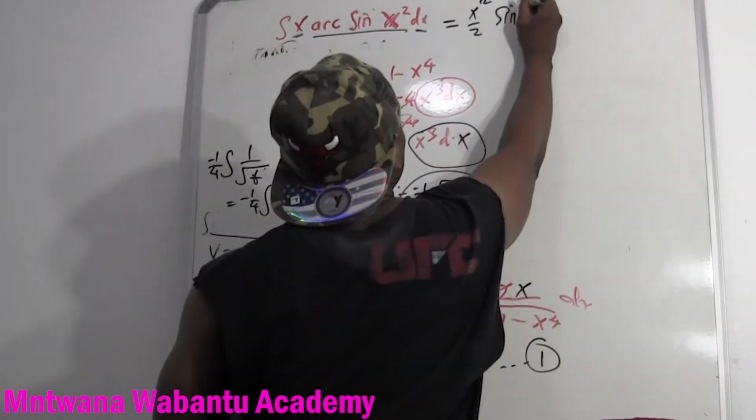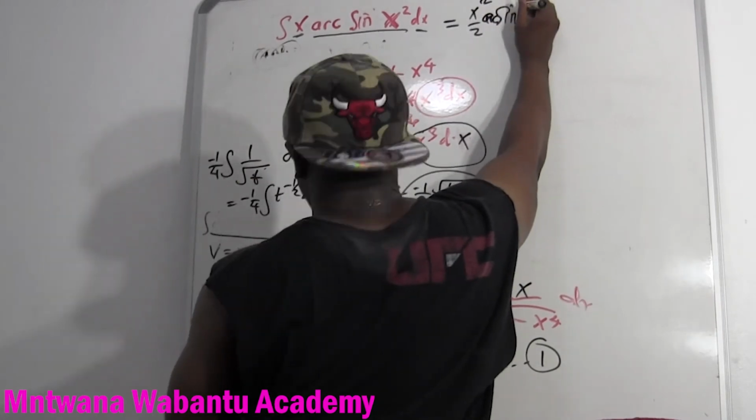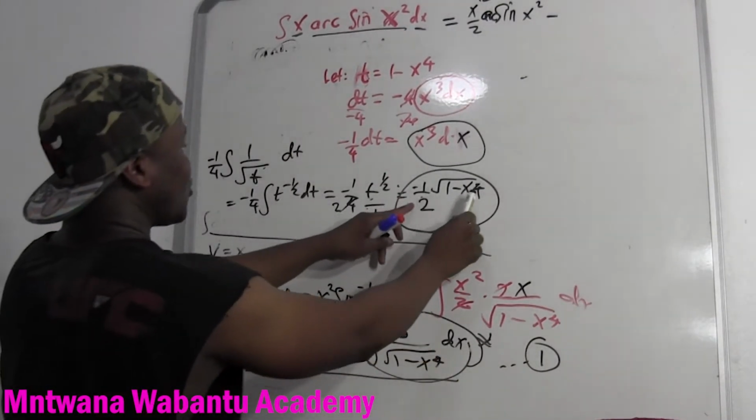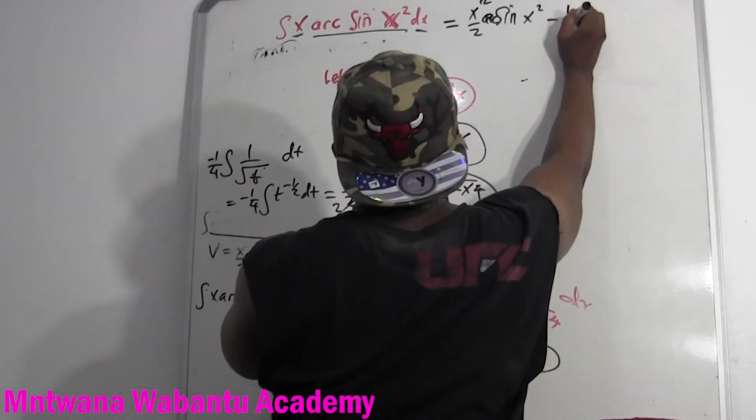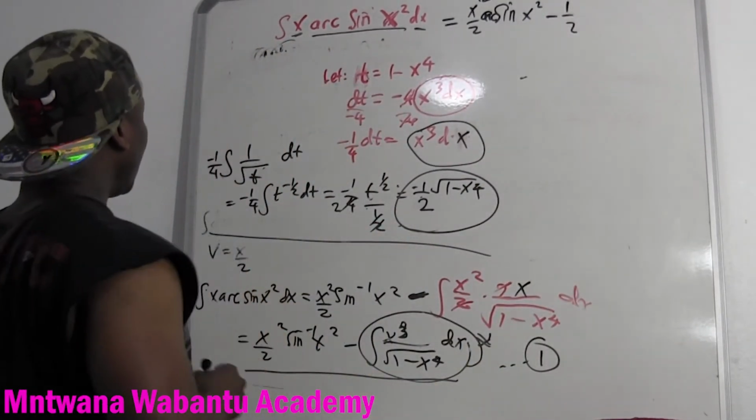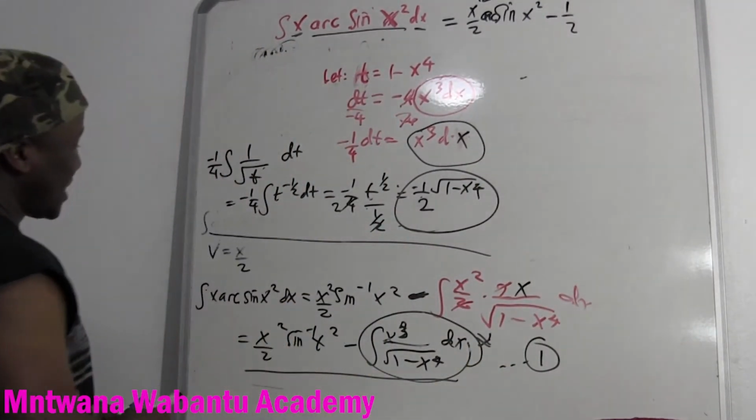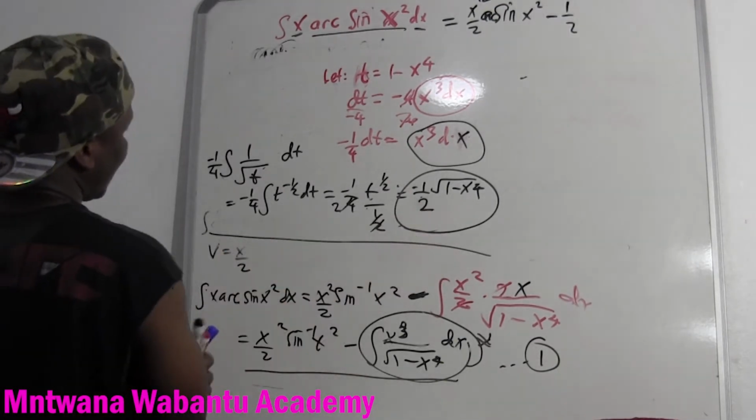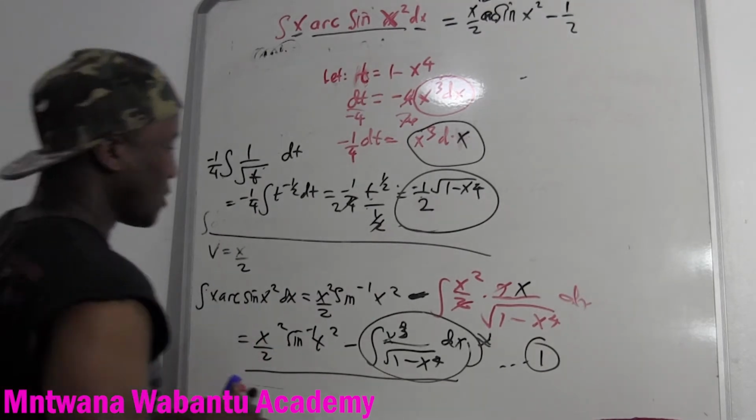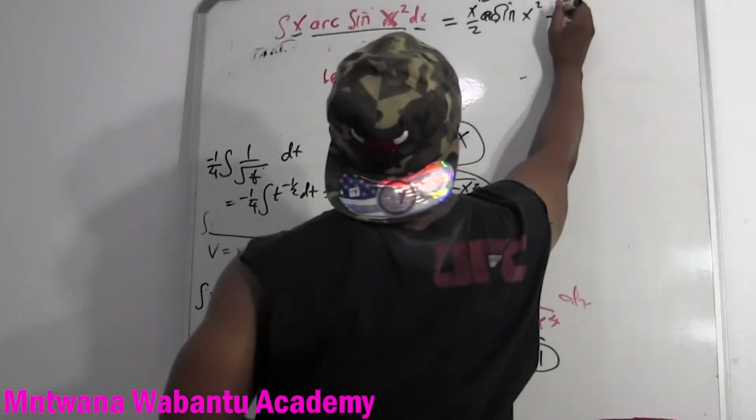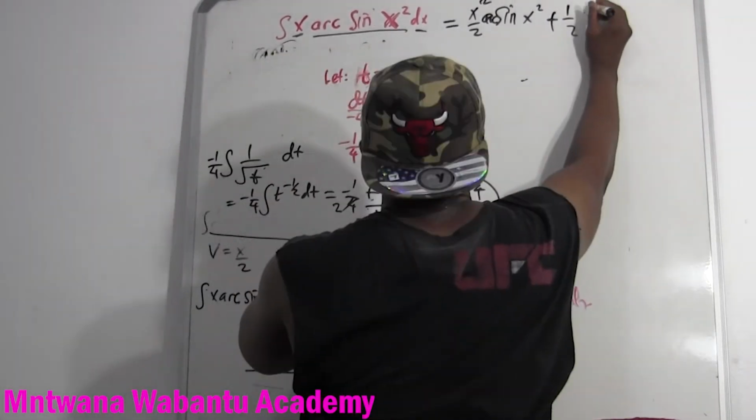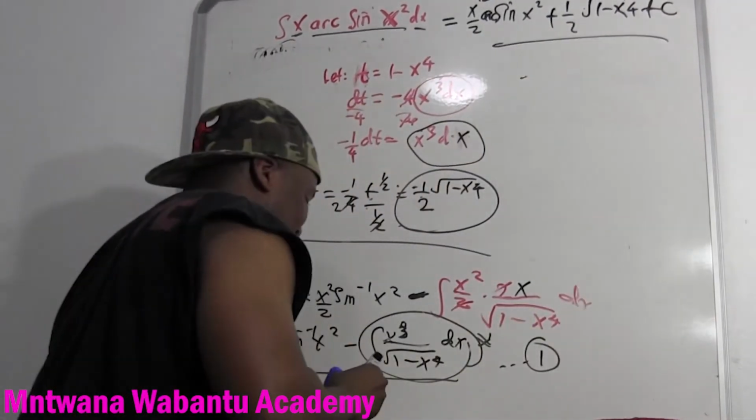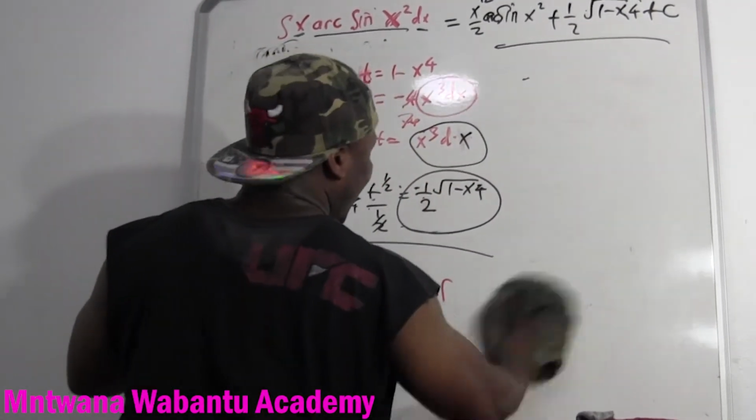Sine inverse, so we can say arc sine or sine inverse of x squared, and then minus this stuff, negative 1 over 2. Oh, wait a minute. There's a negative 1 over 2 and there's a negative, so it's going to make it all positive, because negative times negative is positive. I hope I got it correct. You can correct me, maybe I made a silly mistake here. It's going to be plus a half square root of 1 minus x to the power 4, and then plus constant. So we're done with that question. Let's go to the next question.